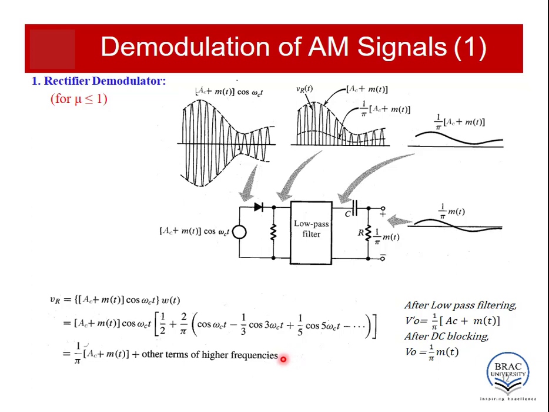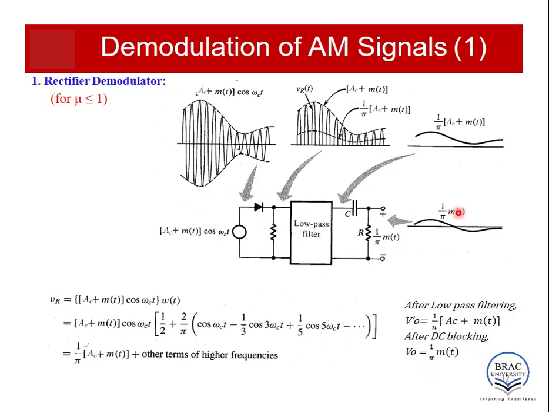But as this output is passed through a low pass filter of cutoff omega c, all the frequency components equal or above omega c will be blocked. So only 1 by pi Ac plus m(t) term will be passed. Then it is passed through a DC blocking capacitor, which blocks the DC component Ac, and the final output is 1 by pi m(t).